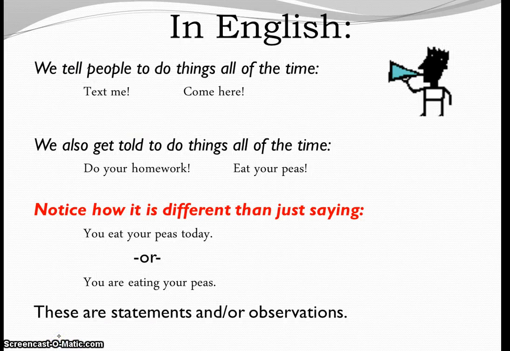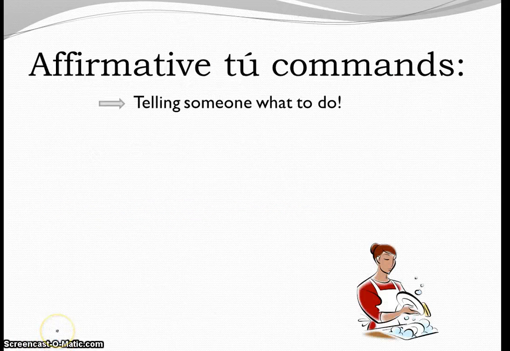In English, let's connect them to what we know in English. We tell people to do things all the time. Text me, come on over here. We also get told to do things all the time. Do your homework, eat your peas. But notice how it's different than just saying, you eat your peas today, or you are eating your peas. Those two are statements and or observations. They're not commands. So you're going to conjugate your verbs a little bit differently.